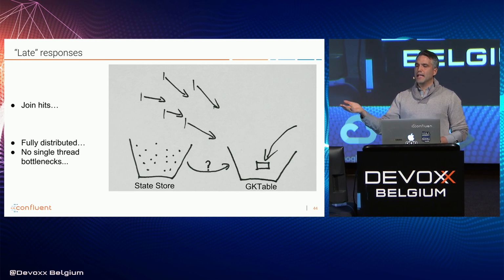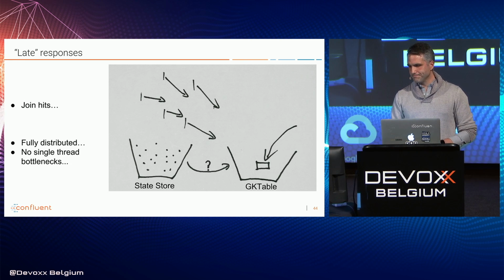And then when the late responses come, late defined as simply arriving after the answer was available, they will just simply be joined as per normal against a stream to global k-table join. Fully distributed and no single-threaded bottlenecks.